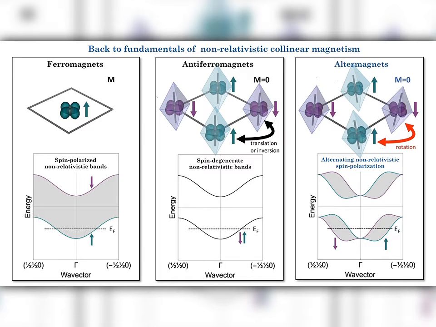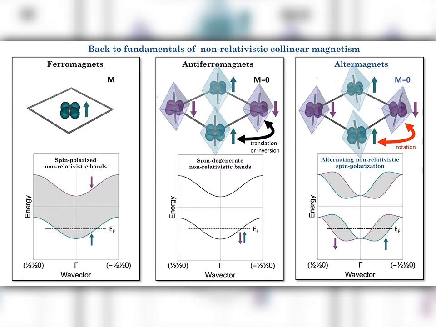Now in crystallography we have basically three types of crystal symmetry operations. It's either a translation, inversion, or rotation. When the two sublattices are connected by translation or inversion, we will show that the resulting bands are spin degenerate, so we have the conventional antiferromagnetism. However, where the symmetry operation connecting these two opposite magnetic sublattices is or contains rotation, in this case we will again get zero net magnetization. However, the spin polarization is now allowed by symmetry.